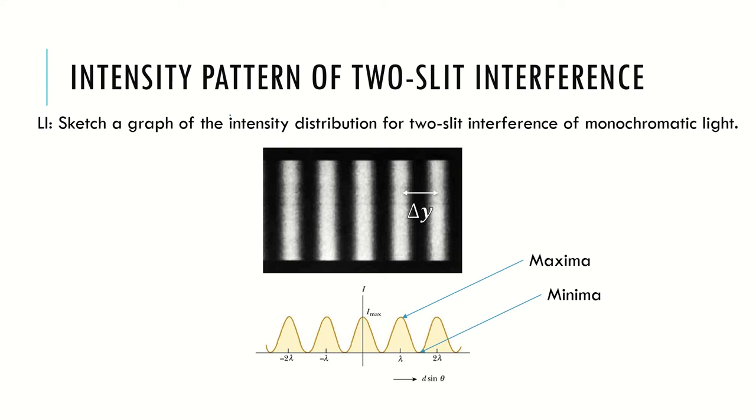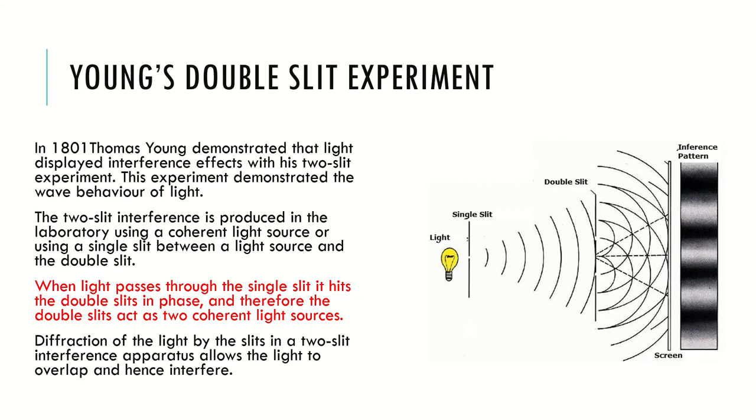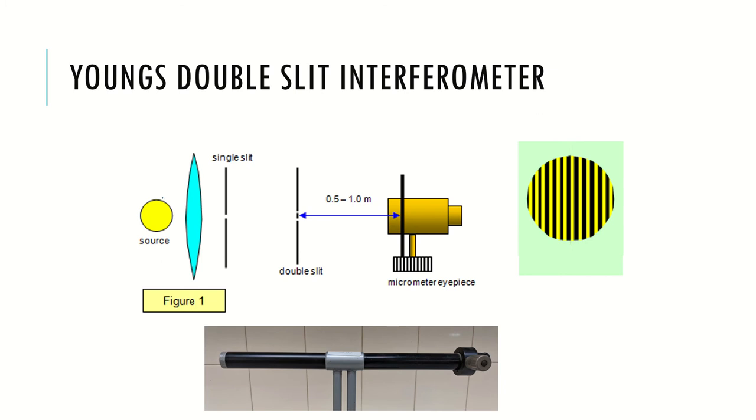Now, the intensity distribution for a two-slit interference of monochromatic light, so a single frequency light source, that was important. It did have to actually be a monochromatic light source. Otherwise, it never would have been coherent when it hit the double slits.